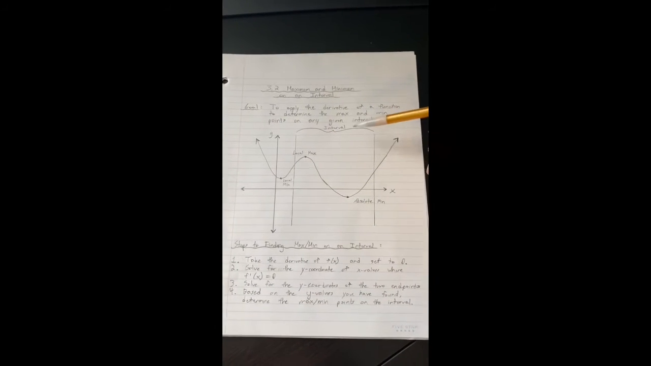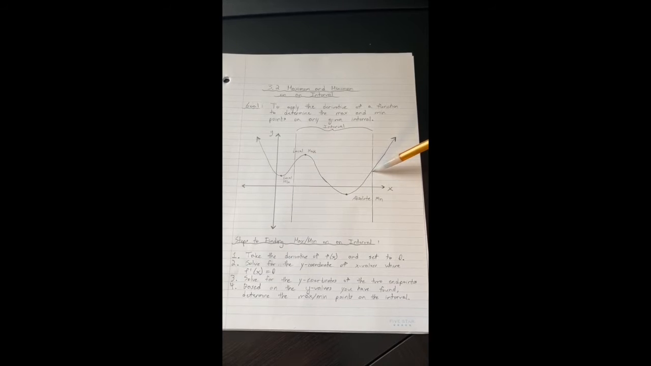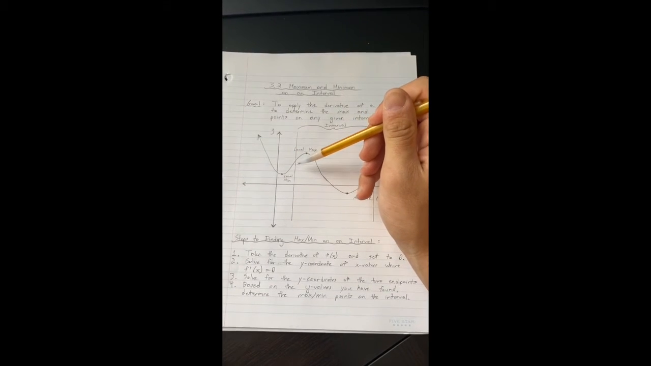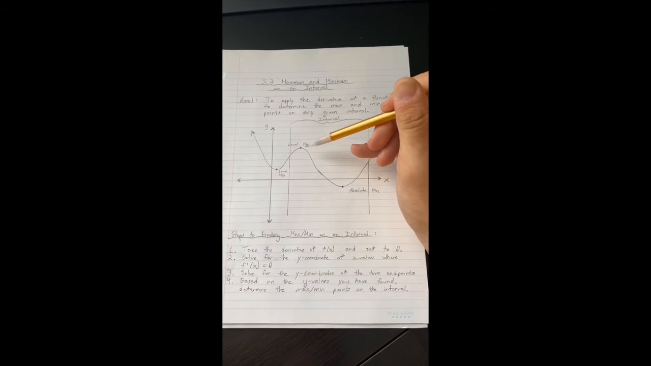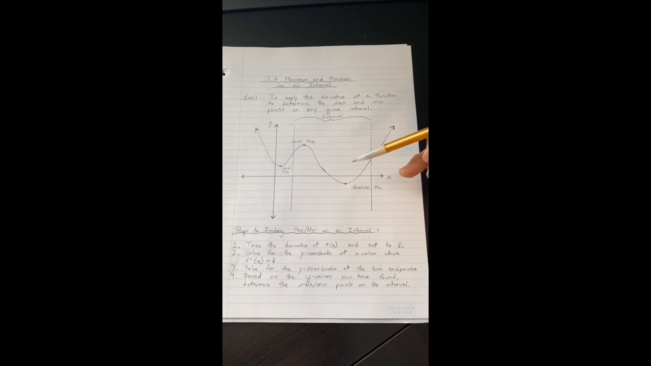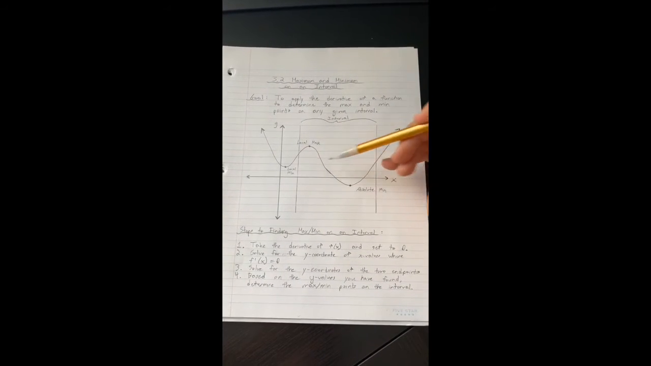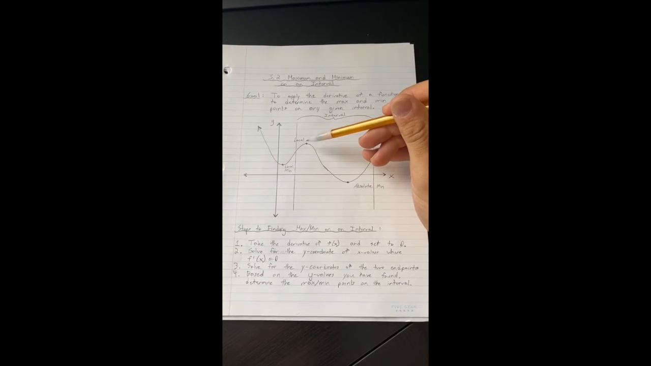So, for example, in this case, we have one endpoint on the interval over here, one endpoint over here. We'll take these two y values, as well as the y value of this critical point and this critical point, and from there we can see which one is the greatest and which one is the least. So in this particular case, we know that on this interval, the max would be this point, and the minimum would be this point.